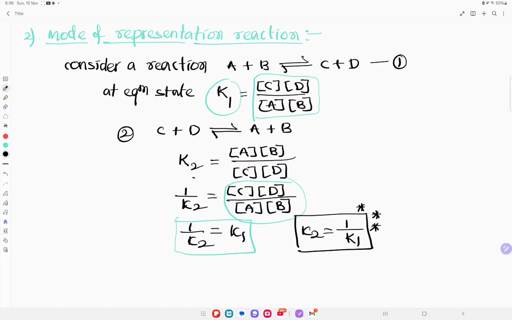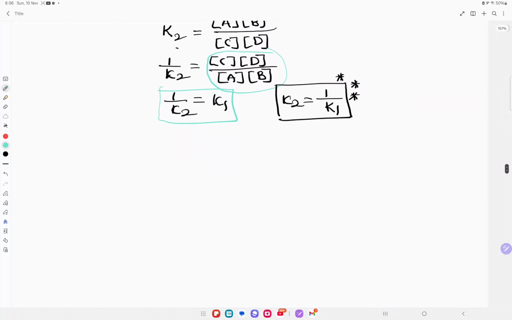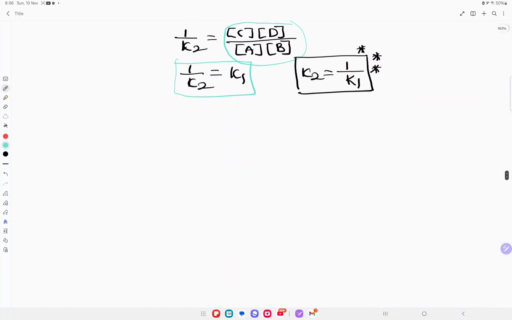Next, third factor, multi-step reaction.